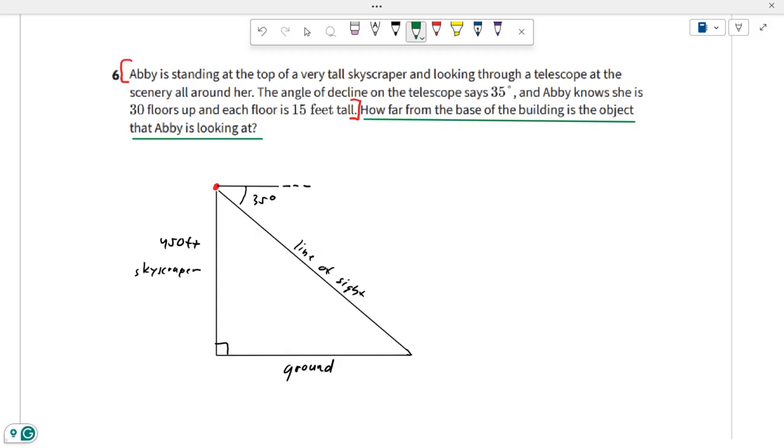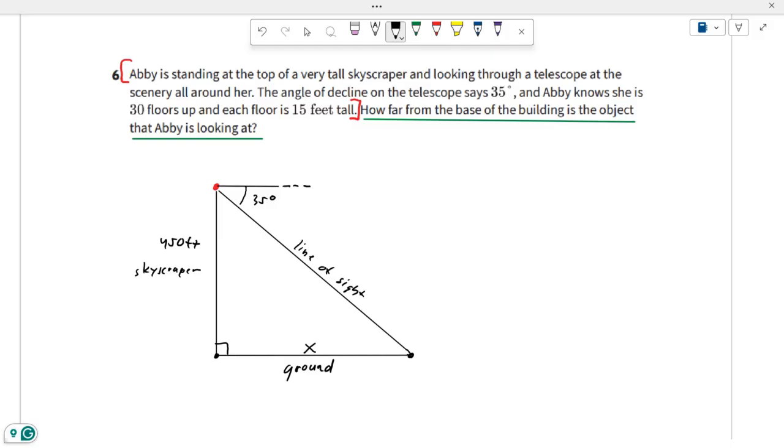All right, so we've got our picture, and like I said, it says how far from the base of the building is the object that Abby is looking at. So that means that we are looking for this value here, because the object is here, and the base of the building is here, and so how far apart they are is going to be represented by x, the distance along the ground. All right, well, we have a right triangle here, and we know one of our sides. We want the other side, but we don't have either of our acute angles.